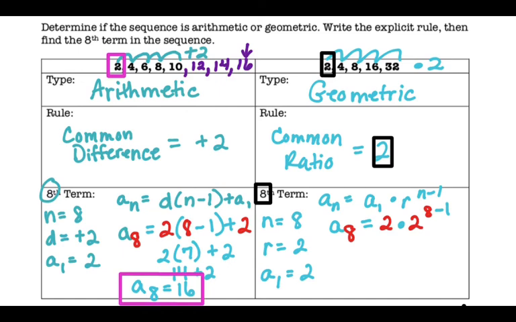So now I have to do my exponent first because in order of operations there are no parentheses. So I go to the E in PEMDAS. 8 minus 1 is 7. Then I have to do my exponents. 2 to the 7th power is 128. 128 times 2 is 256. So therefore, a sub 8, or the 8th term in the sequence, would be 256. So see, on this example, we have a much bigger answer. So therefore, the formula is a quicker way to get there.